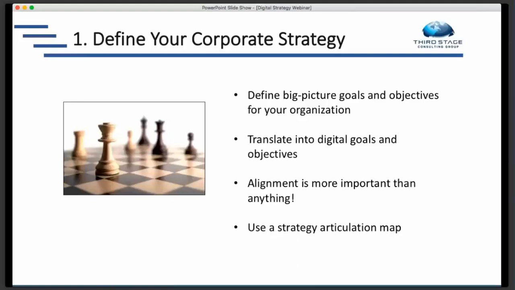And one of the key tools that I use that is very effective is a visual tool to help you translate your big picture goals and objectives into what your digital goals and objectives are going to be. I use a strategy articulation map, and it's a very visual way to do it. It's something you can do in a half day or a 1 day workshop with your executive team, with your project team. In some cases, splitting up into 2 different teams to define that. Ideally, you do it all together so you can drive some of that alignment that so many companies are missing.